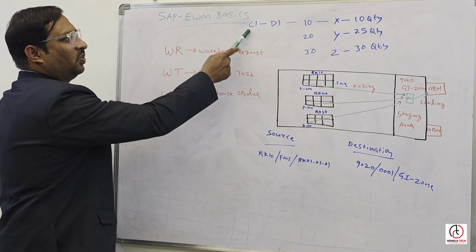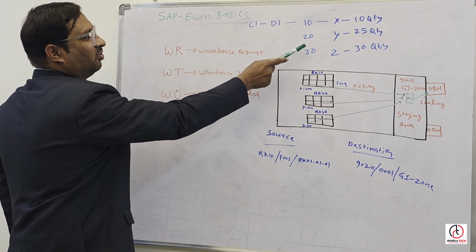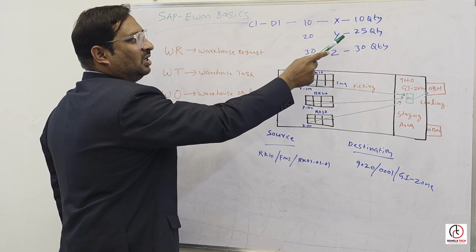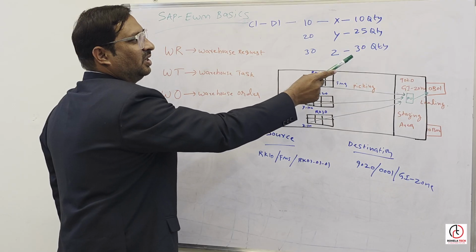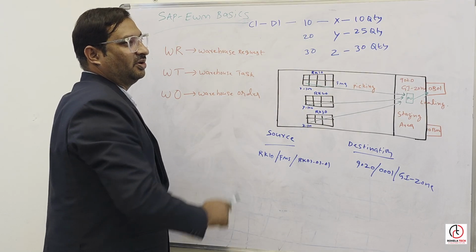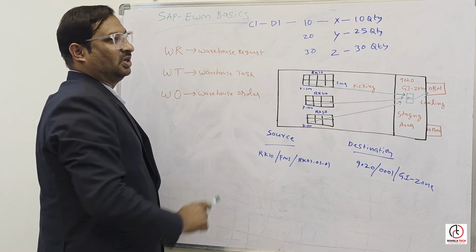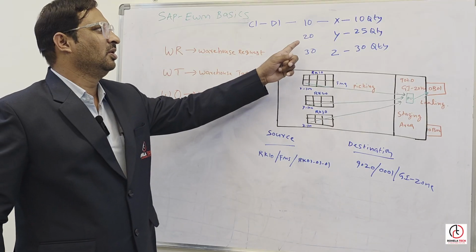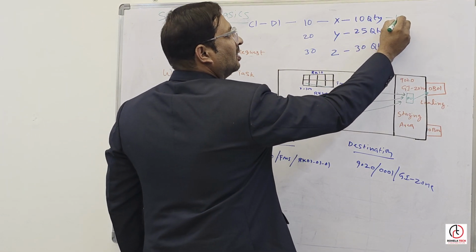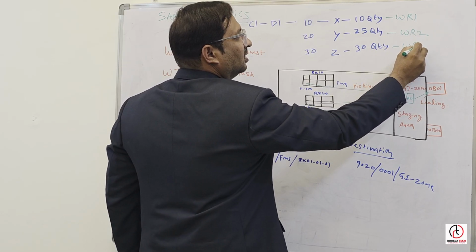So let's say customer 1 in the delivery he ordered 3 line items, line item 10, 20, 30. He ordered X material 10 quantity, Y material 25 quantity and Z material 30 quantity. So these 3 line items need to be picked from our warehouse. So these 3 line items we call a warehouse request. So this is warehouse request number 1, 2 and 3.